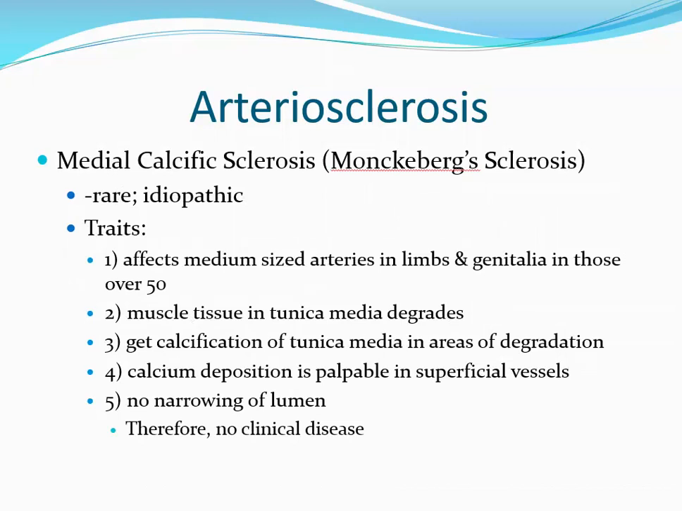The first of these is medial calcific sclerosis. This is a relatively rare form and it is idiopathic. This typically affects the medium-sized arteries found in the limbs and the genitalia, particularly in people over the age of 50. The layer of the vessel that's involved is the tunica media. The muscle tissue in the tunica media begins to degrade. As a result, you will see calcification of the tunica media in the area where the muscles have degenerated.